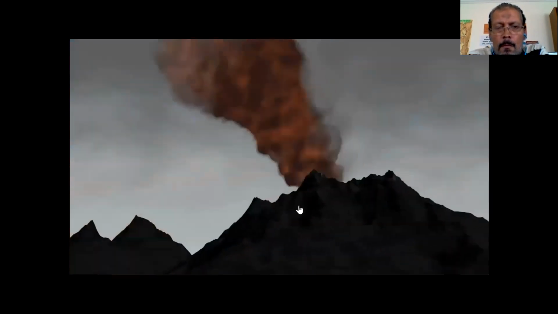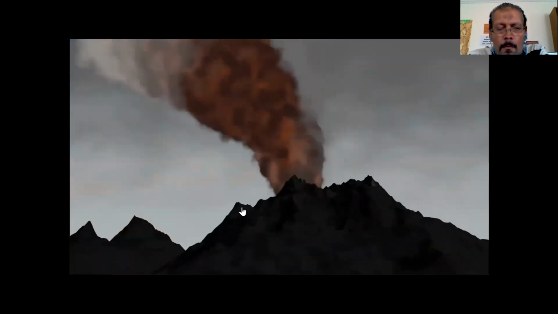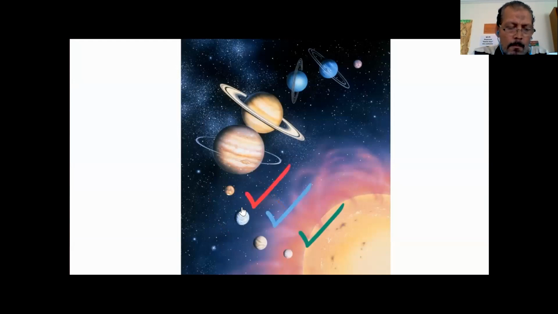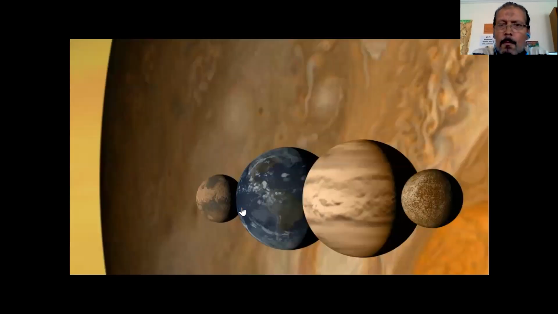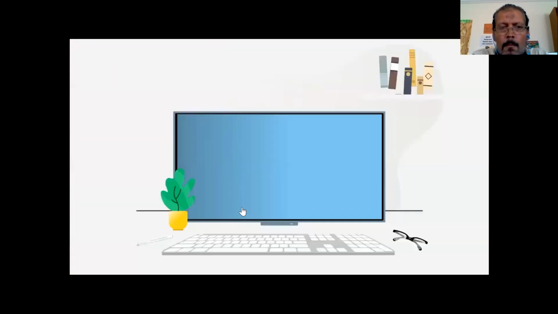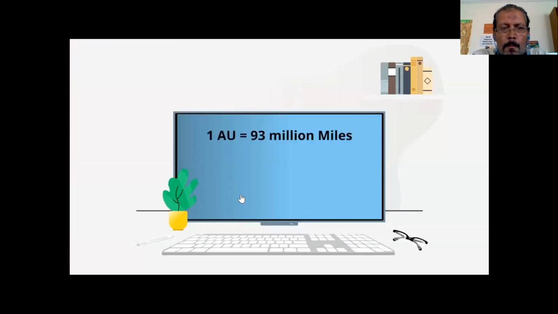The terrestrial planets are the four closest planets to the Sun. And in order from the Sun, they are Mercury, Venus, then Earth, and then Mars. Mercury is 0.4 AU from the Sun, followed by Venus at 0.7 AU, Earth at 1, and Mars at 1.5 AU. An AU, which is called an astronomical unit, is equal to almost 93 million miles or 150 million kilometers.